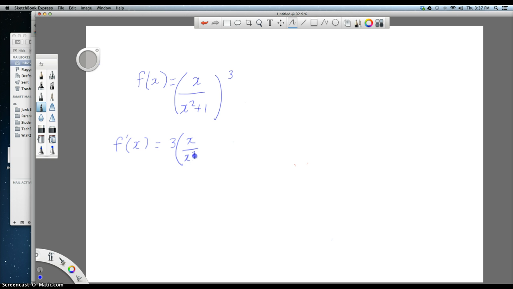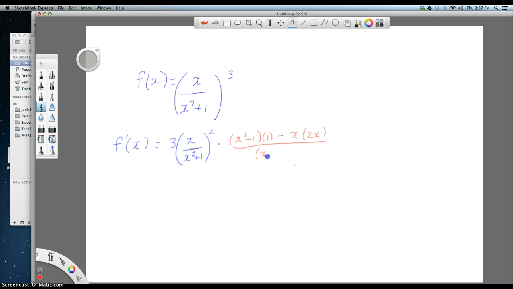X squared plus 1. And we subtract 1 off the power, so that's 2. And now we've got to take the derivative of the inside function. However, the derivative of the inside function is going to be the quotient rule. So we're going to have bottom times the derivative of the top, which actually turns out to be pretty easy. Be careful here, the minus sign, top times the derivative of the bottom, which is 2x, the derivative of the bottom, all over bottom squared.